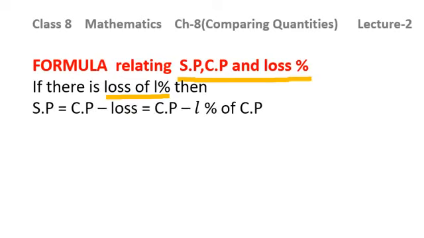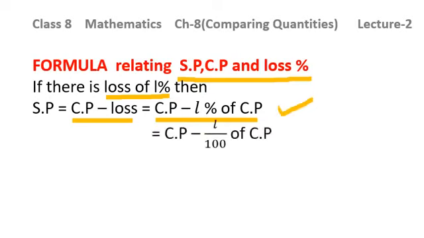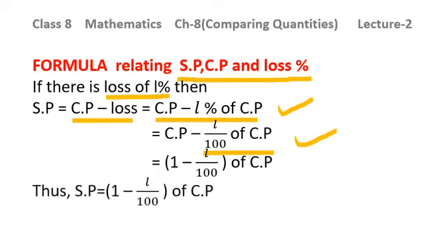Then we know that SP is equal to CP minus loss. So in place of loss we have written loss percent, that is L percent of CP, in this step. After that, CP minus L over 100. As I told you earlier, the percentage sign is given, so it will be L over 100 of CP. Then we have taken CP common, as we have done in the previous formula, 1 minus L over 100 of CP. Then the formula will be SP is equal to 1 minus L over 100 into CP. So this is the formula.